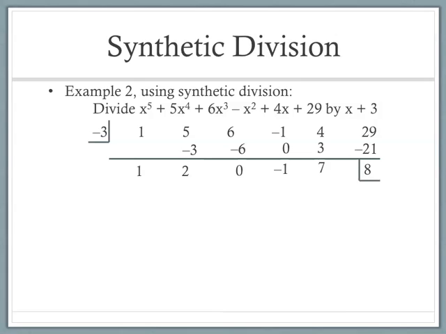All right, so now we have to translate all these numbers back into polynomial form. So we started with x to the 5th. We divided by a degree 1 polynomial, so it's going to go down by 1. So this first coefficient will pair with x to the 4th, and then we go down from there. So x to the 4th plus 2x cubed plus 0x squared minus x plus 7 with a remainder of 8. You can also opt to not write that 0 at all and just write x to the 4th plus 2x cubed minus x plus 7 with a remainder of 8.